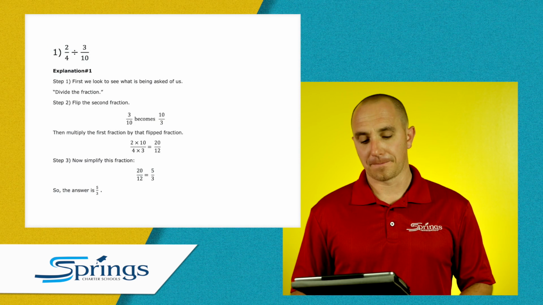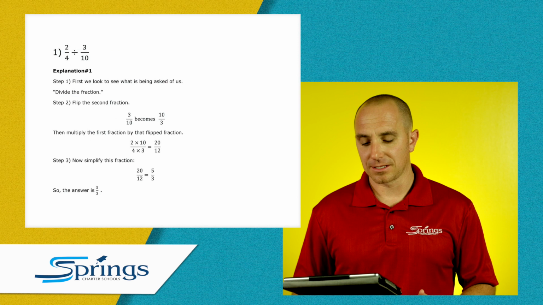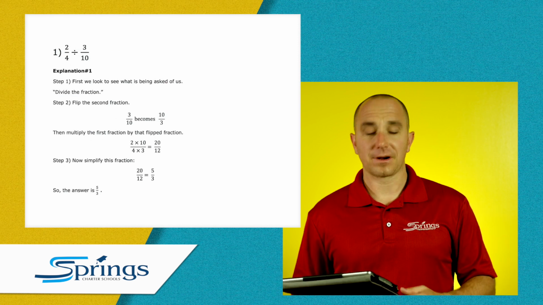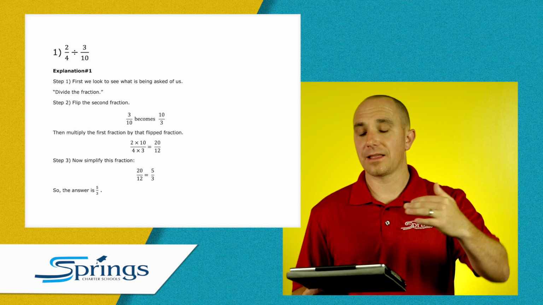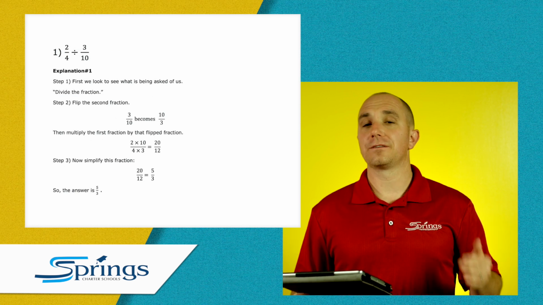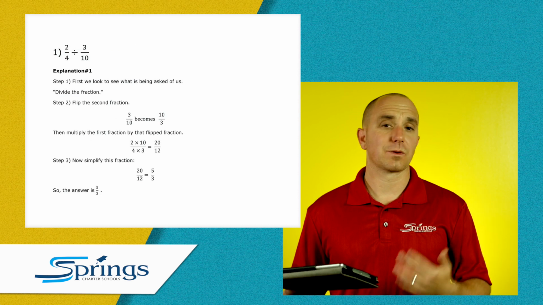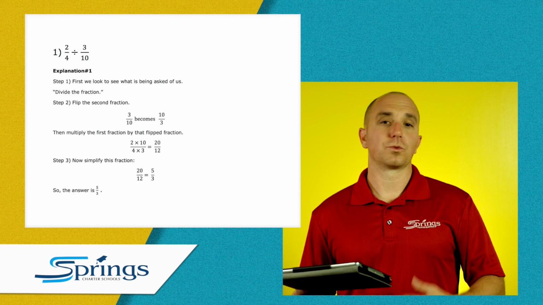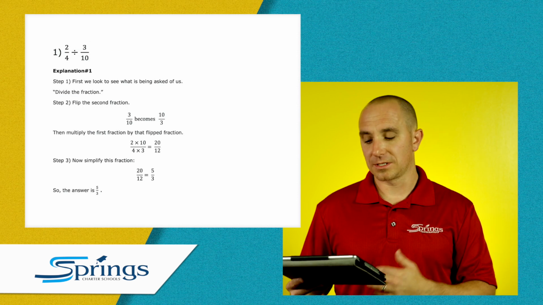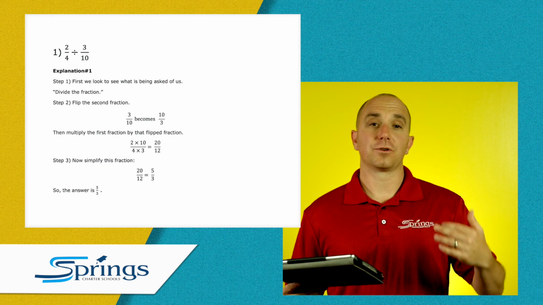Okay, let's look at another one. We're looking at 2/4 divided by 3/10. So again, we know we're dividing fractions, so we're going to flip the second fraction. So 3/10 becomes 10/3. And then we're going to multiply the first fraction by the second fraction. Just like we did in our last lesson with multiplication, multiply the numerators first, then multiply the denominators. So when you multiply the numerators, you have 2 times 10 is 20, and 4 times 3 is 12. So now we're left with 20/12.